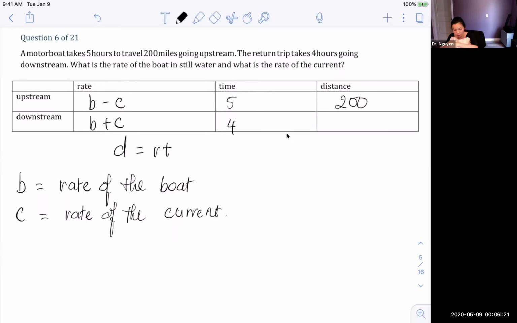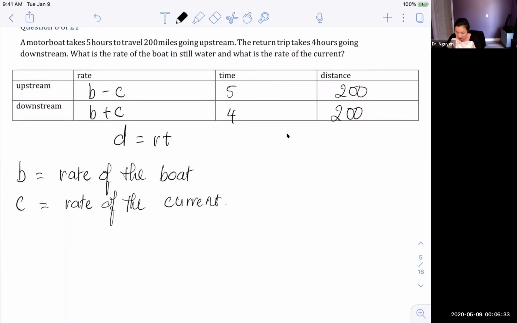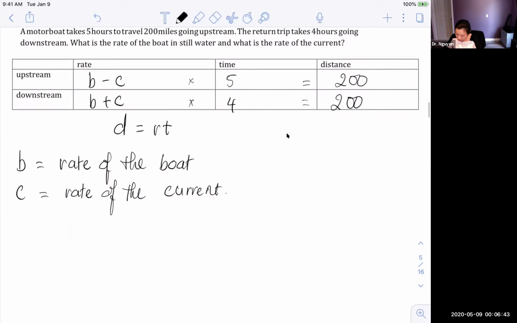Okay. Now the return trip, so it's going to be the exact same distance, right? So 200 here. All right. And like I said, we have rate times time equals distance. So you multiply these two, you're going to get this one, right? All right, I'm just going to put the number in front. So I'm going to put 5 times B minus C equals 200. And then 4 times B plus C equals 200.